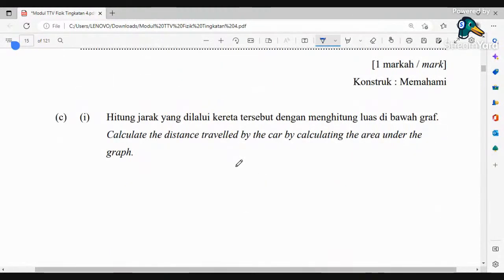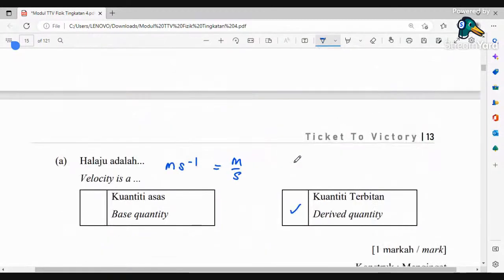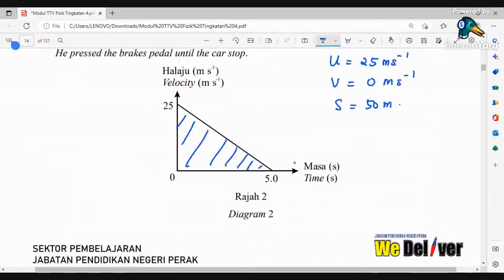Okay, C1, calculate distance travel by car by calculating area under the graph. Ini dia dah bagi, dia dah bantu kat sini. Kalau dia sebut calculate distance travel saja, maybe ada yang guna cara lain, tapi dia nak area under the graph, so means this triangle. So area of triangle, half times base times height. Half times 5 times 25.